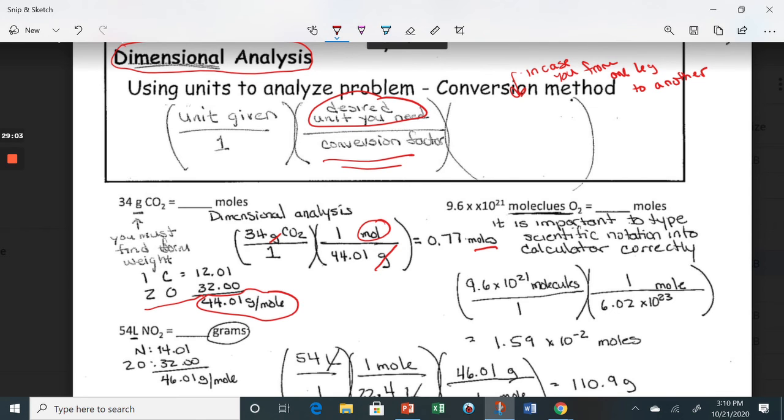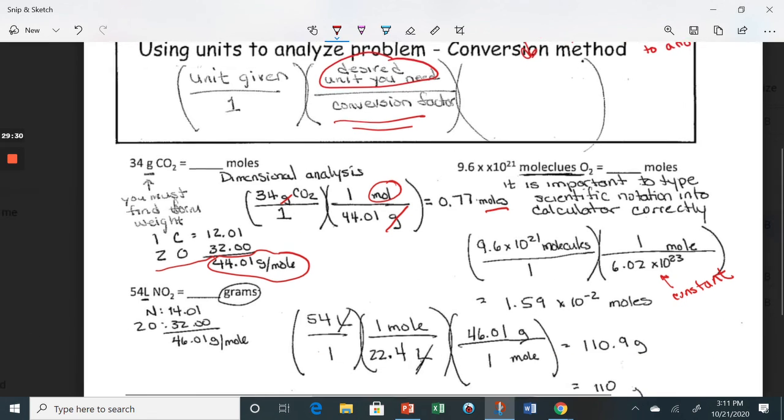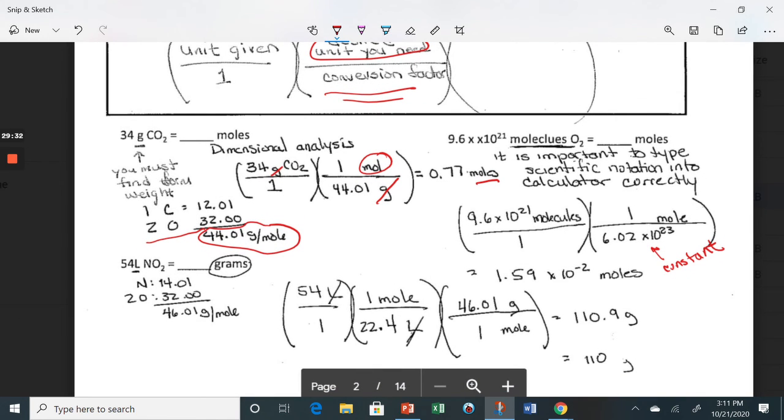I'm going to now go from molecules to moles. So now this is a set conversion. This is a constant. And this is where using scientific notation in your calculator, that EE button, makes a big difference, because now you've got funky numbers to multiply and divide. So try to get used to using that EE button like we did at the very beginning when we first started practicing scientific notation. Okay, so I take my 9.61 times 10 to the 21st molecules.